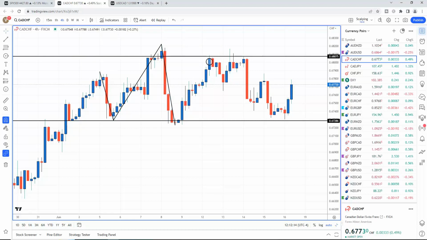Okay, but listen, like all patterns, you need to be patient. These don't set up every day. Okay, but the wait is almost always worth it. It's a really good pattern.